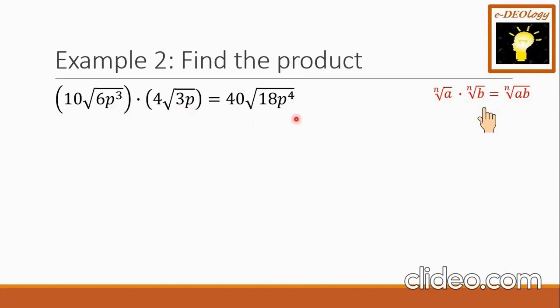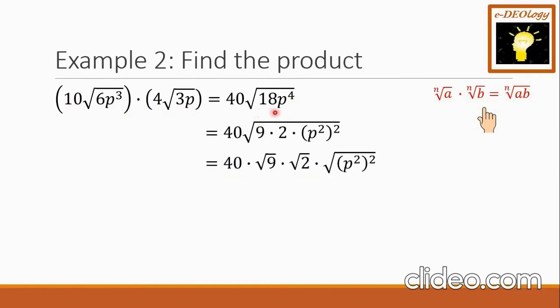But I observe our radical here can still be simplified. So what we'll do, we're going to factor out 18 into two numbers such that one must be a perfect square. So that is 9 times 2. The number 9 is the perfect square number. For the p raised to 4, we're going to show that this is p squared and again squared. After that, we're going to distribute the radical to each of the terms inside the radical symbol. So we have now, first the 40 I copied here, times the square root of 9, times the square root of 2, times the square root of that p squared, and again squared.